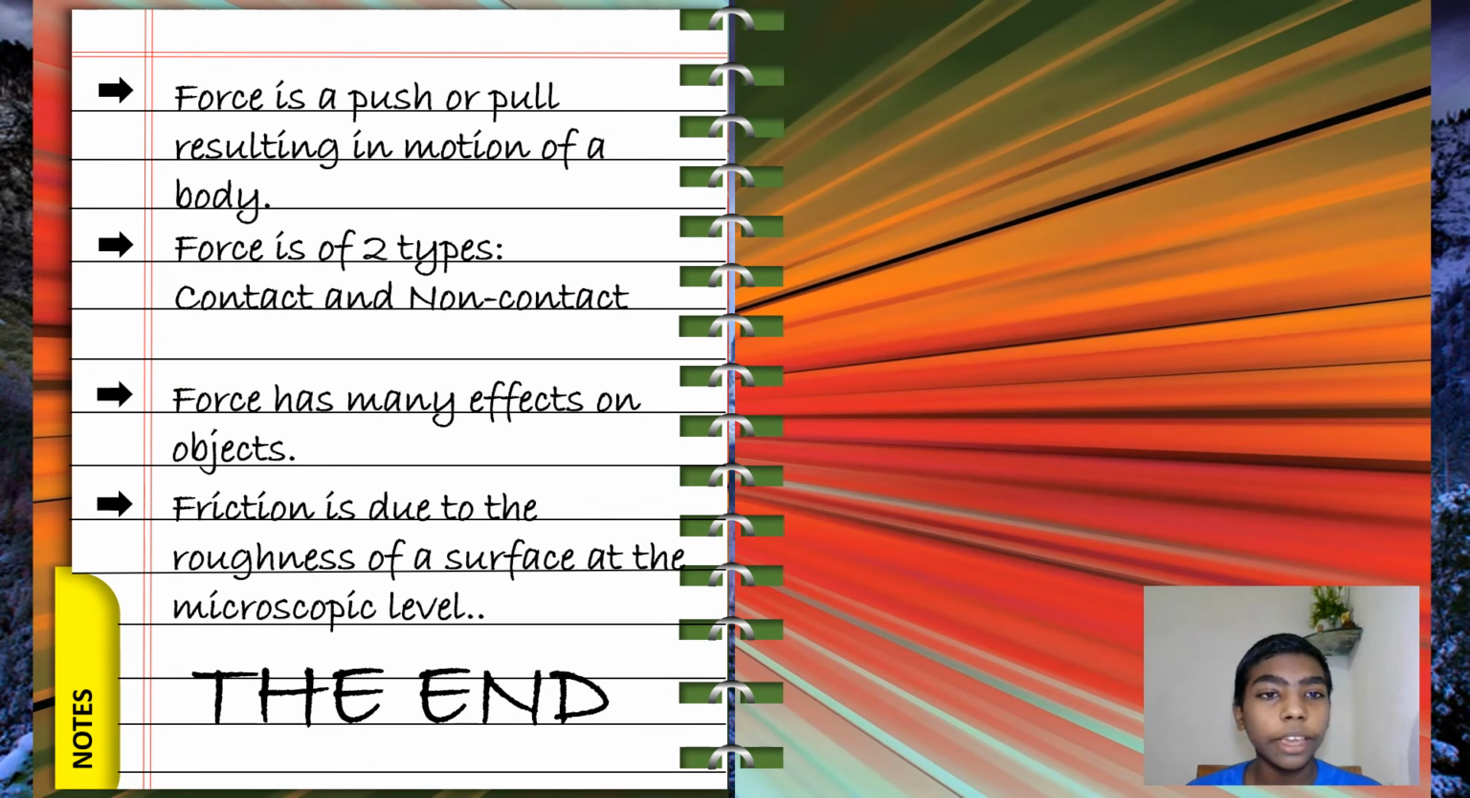Let's revise what we have learned. Force is a push or a pull resulting in motion of a body. Force is of two types, contact and non-contact forces. Force has many effects on objects. Friction is due to the roughness of a surface at the microscopic level.